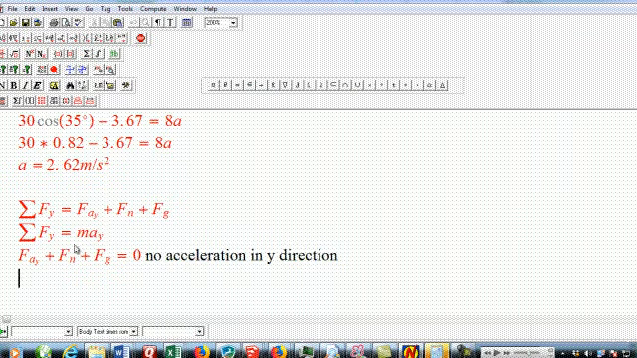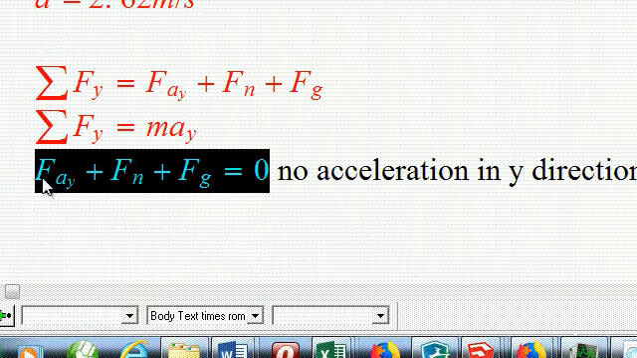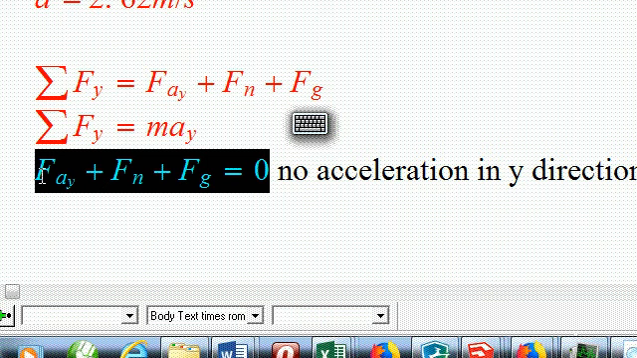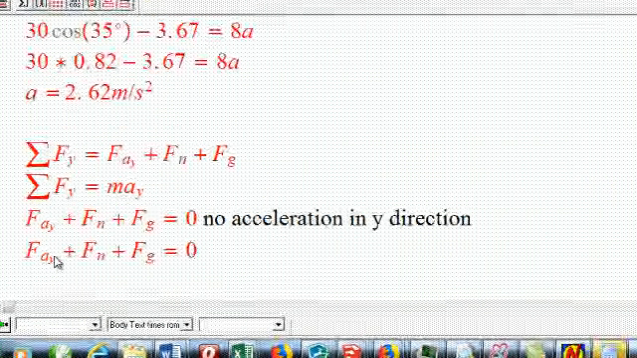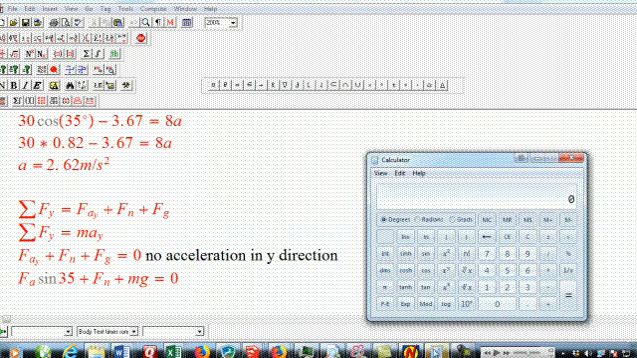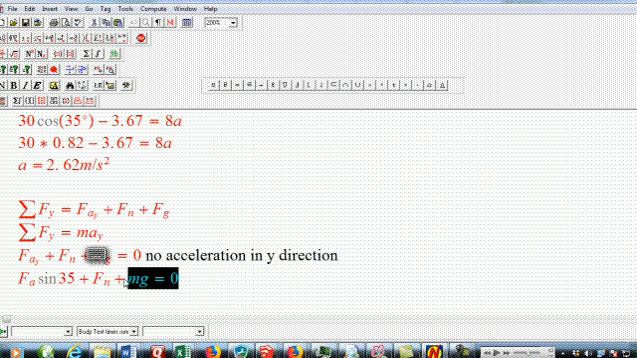Right? So now we're gonna come down here and copy this thing here. That simply is Fa subscript Y. Sine or cosine? Sine, right? It's sine because you're looking for the Y component, right? And you know this is going to be Mg, right? So we know this is going to be sine of 35. Let's go back and calculate that sine of 35. 0.57.